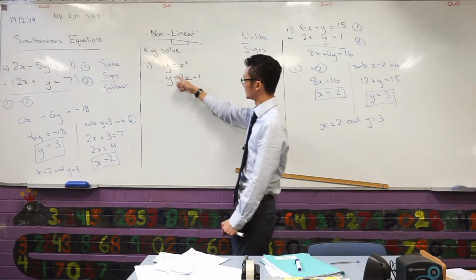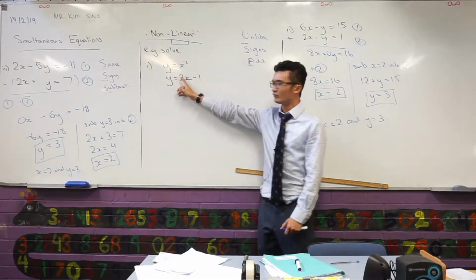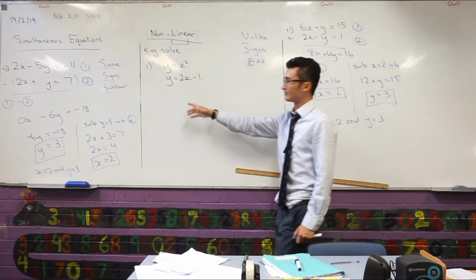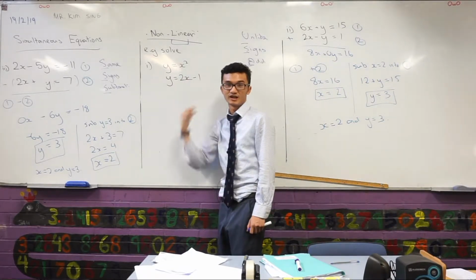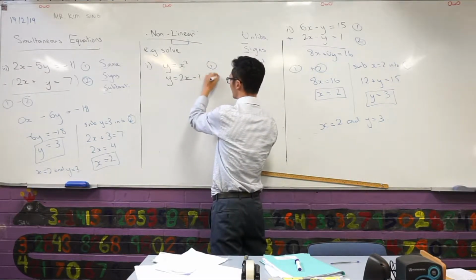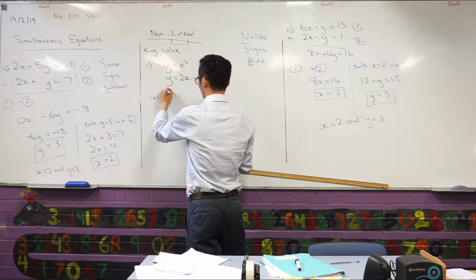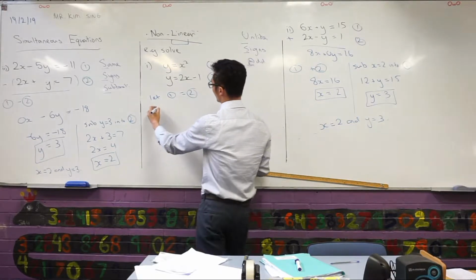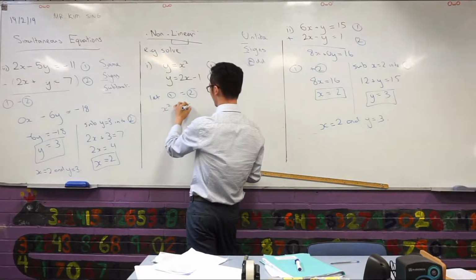If I look at something like this, just off the bat, what kind of method do you think I'd want to use here? Because I've got y equals this, y equals this, I can go ahead and use my substitution method, right? So again, I'll still label my equations. I'll let 1 equal 2. We'll say x squared is equal to 2x minus 1.